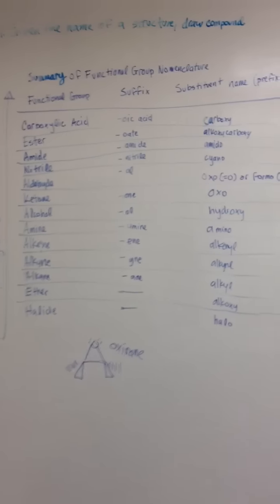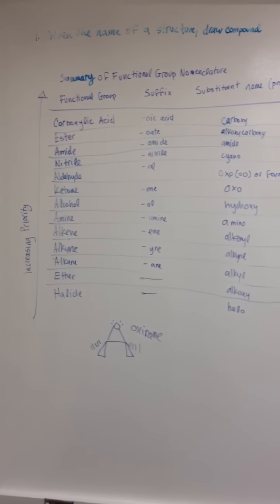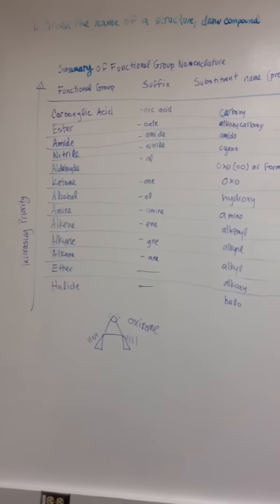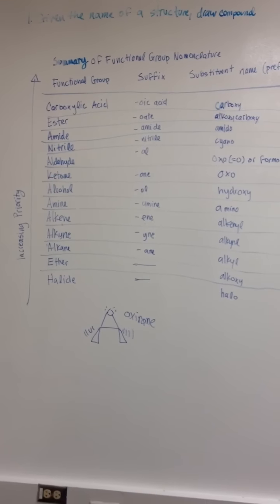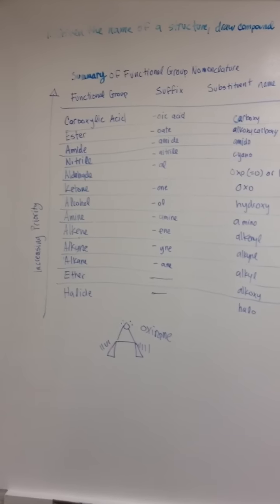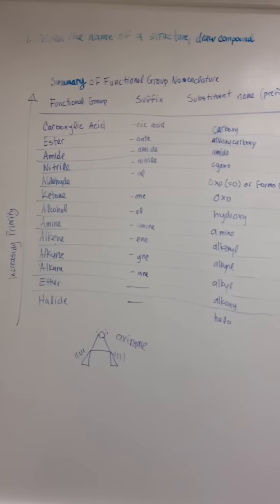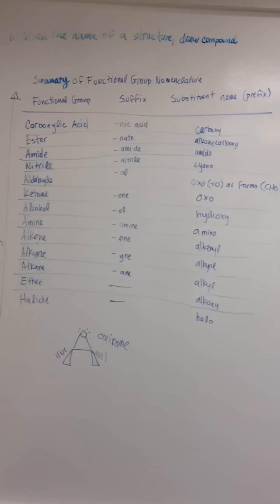So let's start with functional groups and naming. As you can see from here, I have a list of many different types of functional groups and their increasing priority. Basically, you just need to know that carboxylic acid has the highest priority and halide has the lowest. These names should be reviewed for you if you're in the course.